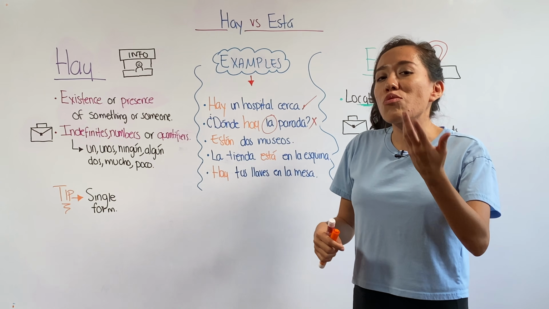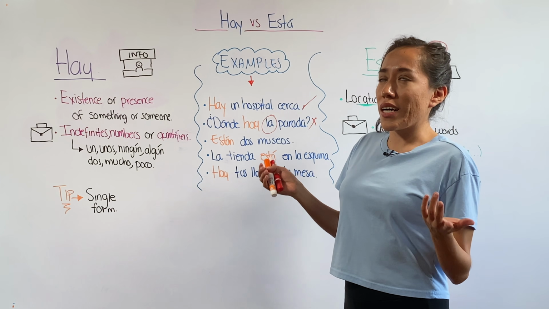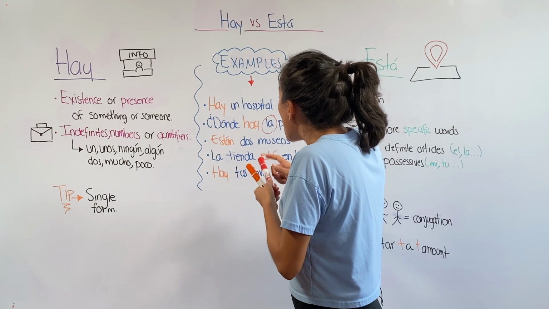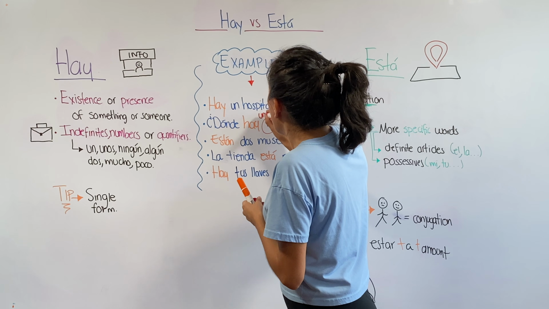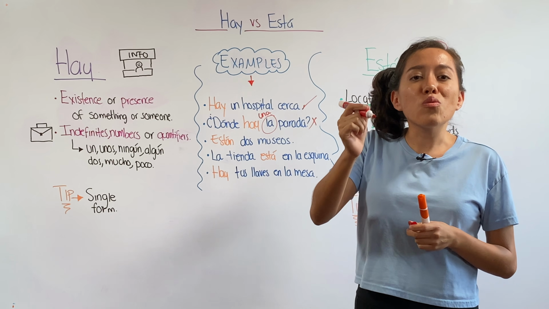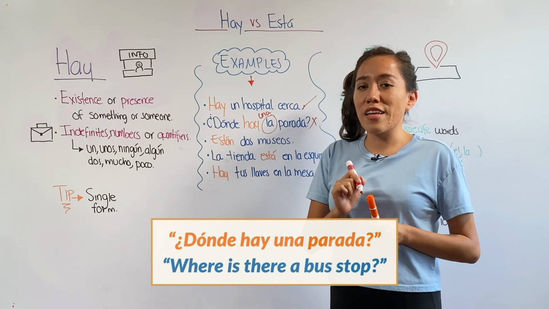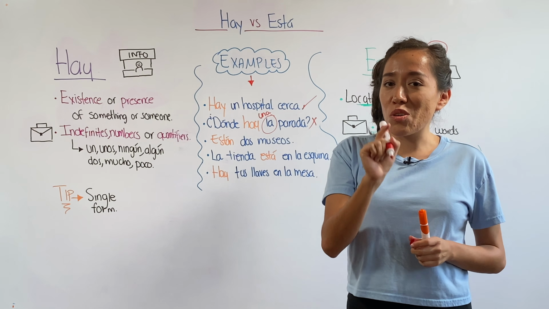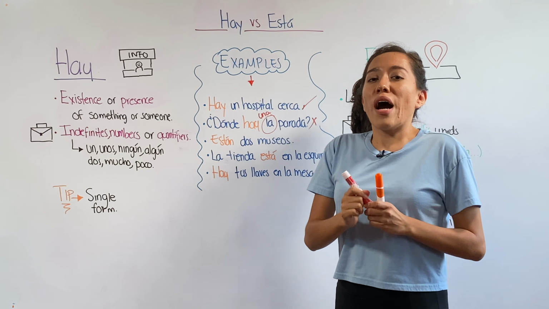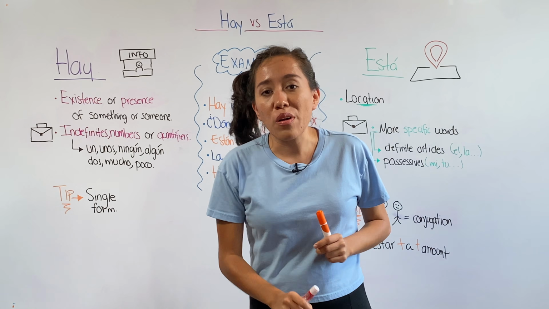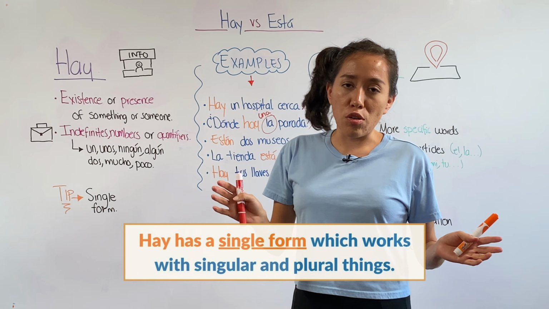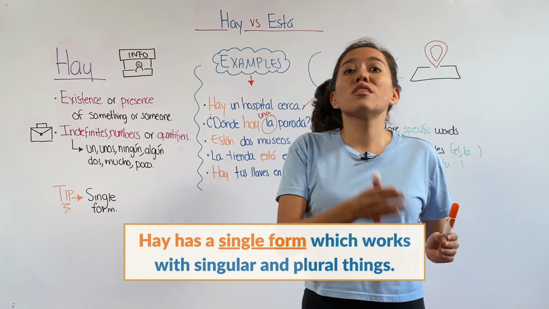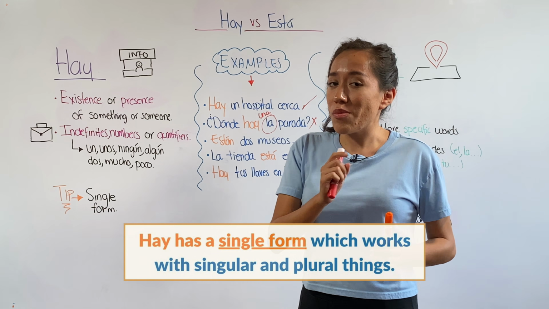So if you wanted to fix this example, ¿dónde hay la parada? How would you fix it? Great. You will change la and you will use una. ¿Dónde hay una parada? And I want you to hold this sentence because we're going to go back to it. So as a tip, I want you to remember that hay is a single form. It's going to work the same way. It's going to be hay for singular and plural stuff, okay?